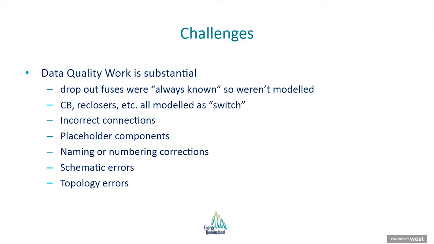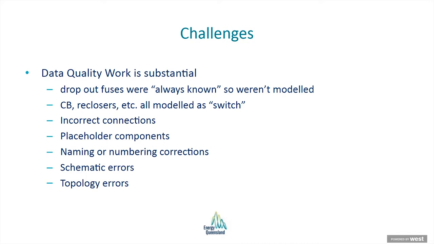So the challenges that we found are largely around data quality. Things like dropout fuses were always known, so we never modeled them in the GIS, but all of a sudden they're important to the DMS. Things like circuit breakers and reclosers were all modeled as a generic switch, and suddenly we want to know what they are because that impacts switching sheet steps.